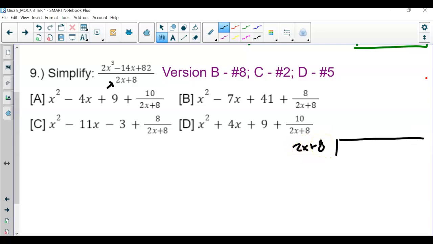Now, with division, always check to see if you need a 0. So did we need a 0 in this case as a placeholder? Yes, because you're missing x squared. So this is 2x cubed plus 0x squared minus 14x plus 82. So you did need a 0.